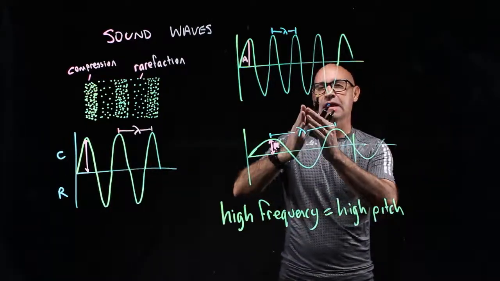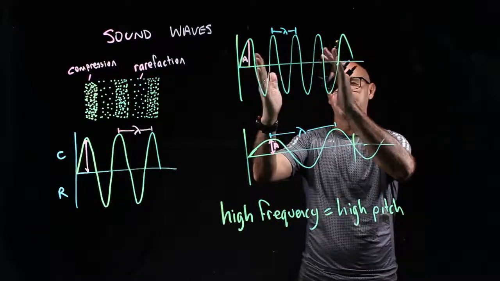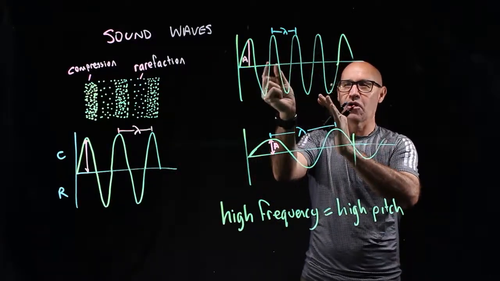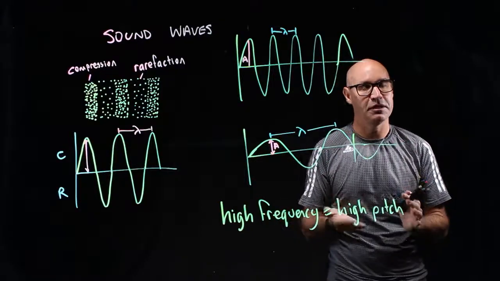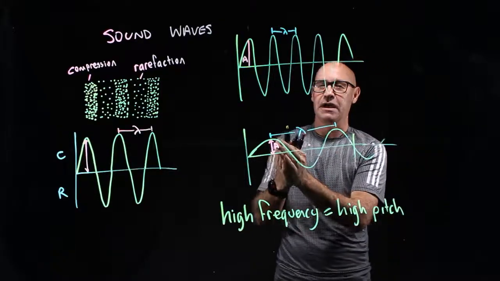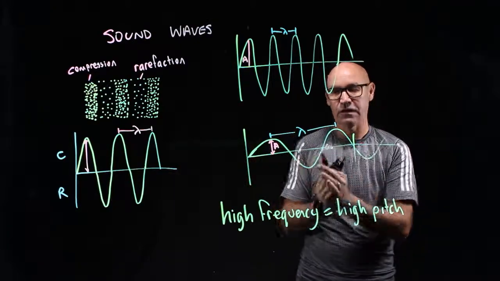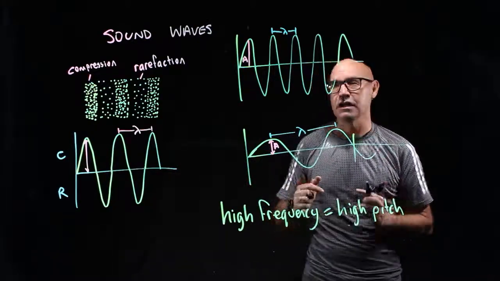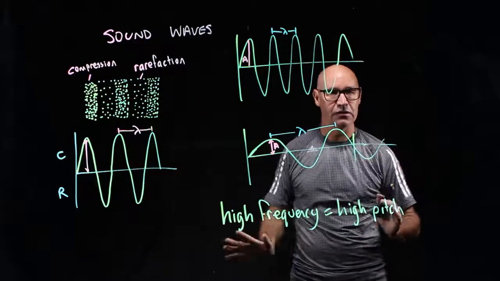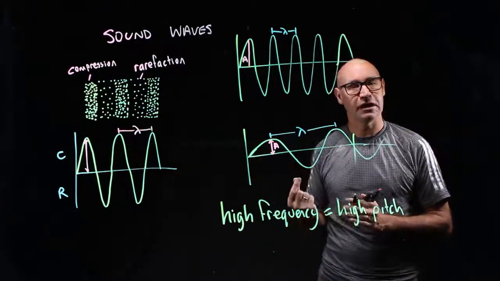So when we have more waves, or it's a shorter wavelength, higher frequency, we have a higher pitch. And when we have longer wavelengths, we have a lower frequency, and it's lower pitch. So that's how the properties of waves relate to the sound we actually hear.